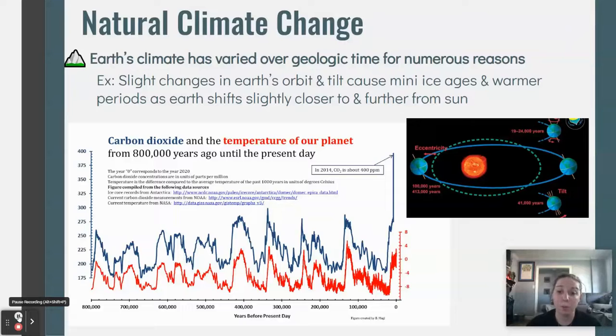Now, as it does get warmer, we start to see more plant growth. And as we see more plant growth, we start to see more carbon dioxide being taken out of the atmosphere. And so, as more carbon dioxide is getting taken out of the atmosphere, we start to see the effect of the climate change start to go down a little bit.